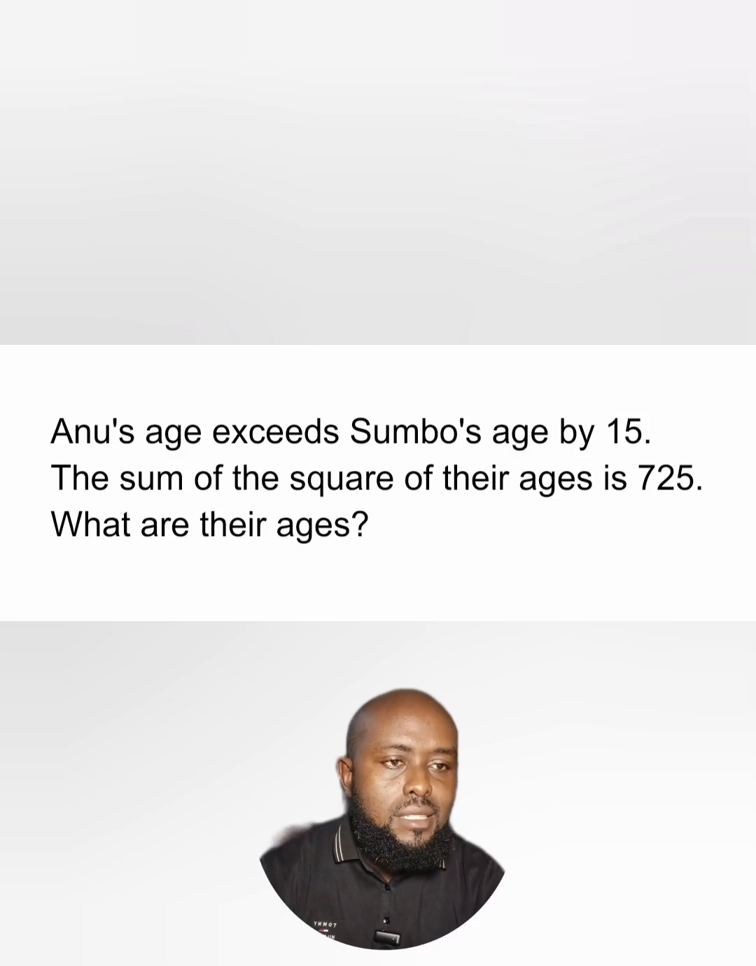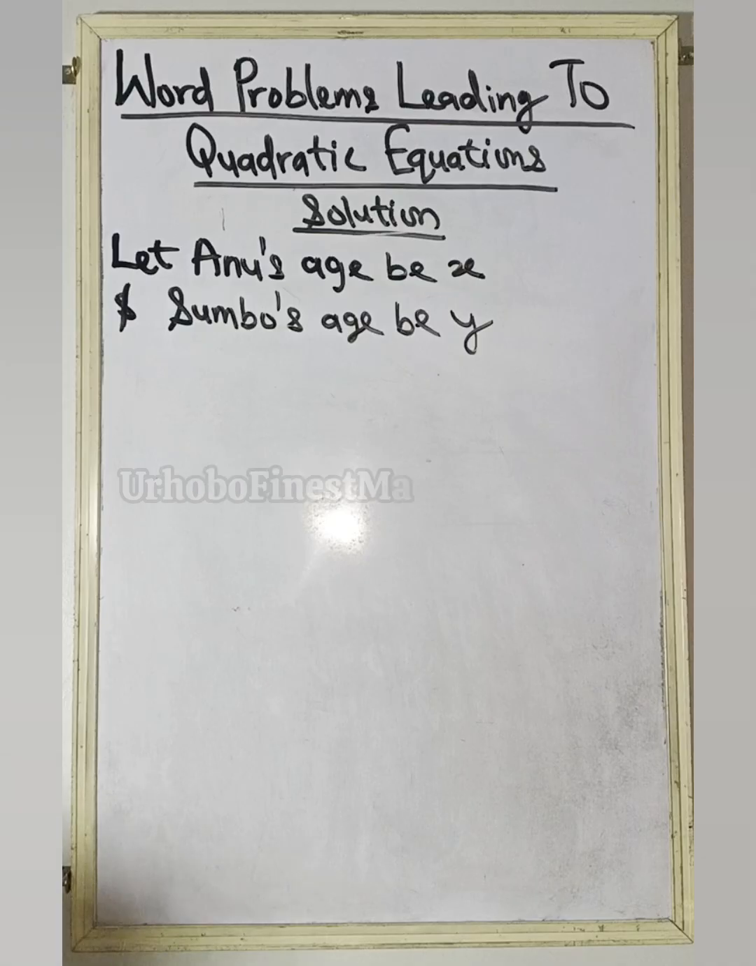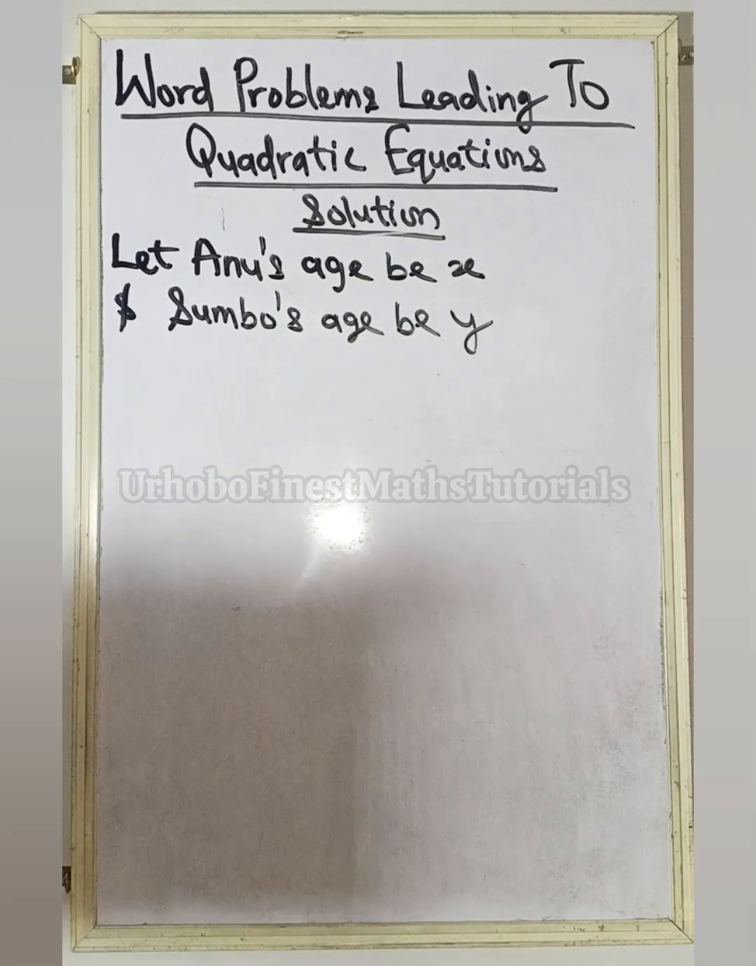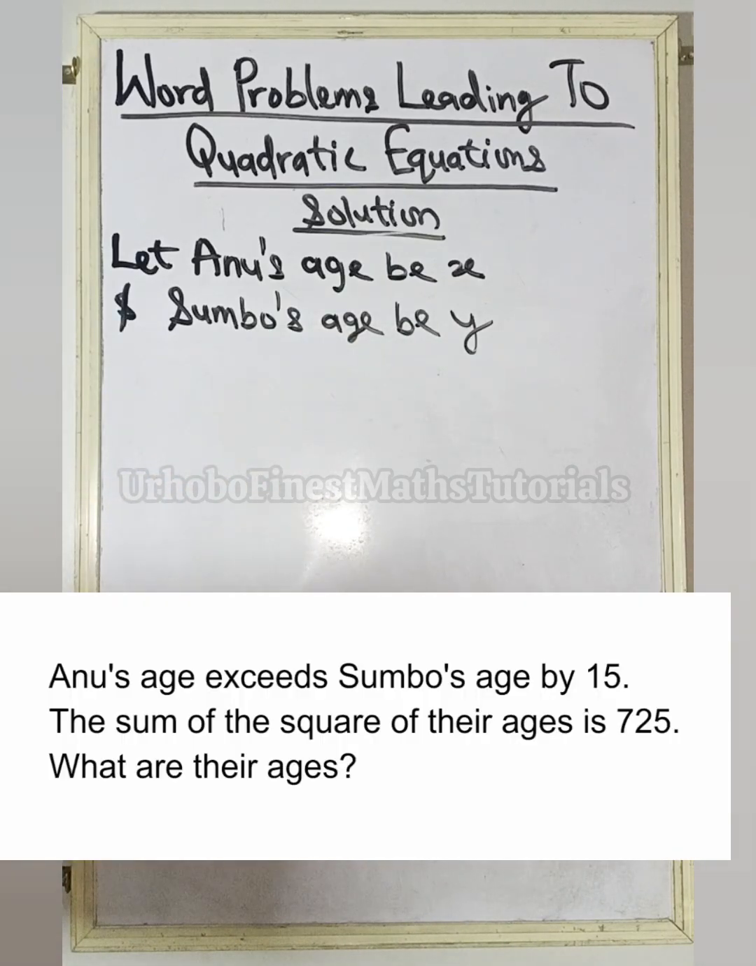Anu's age exceeds Sumbo's age by 15. The sum of the square of their ages is 725. What are their ages? Let Anu's age be x and Sumbo's age be y. So in the question we are told that Anu's age exceeds Sumbo's age by 15.